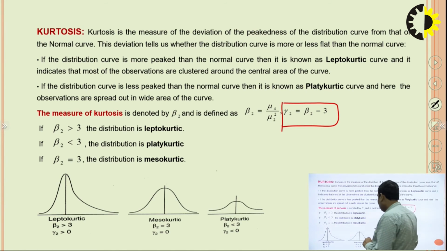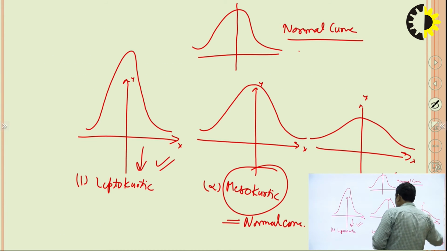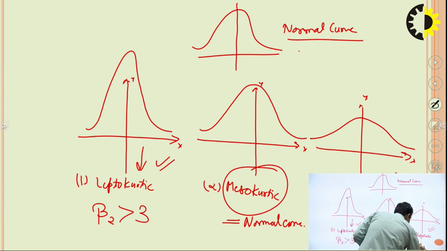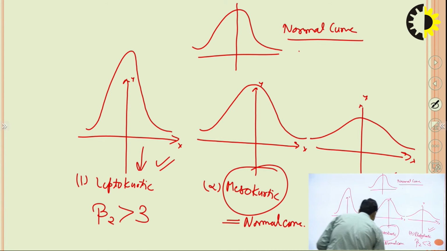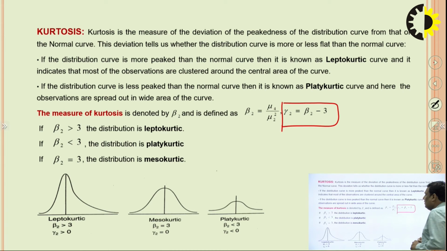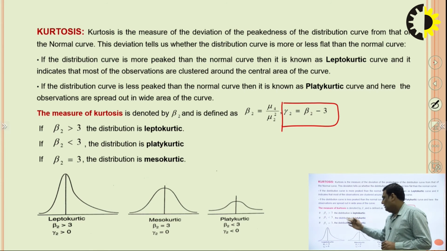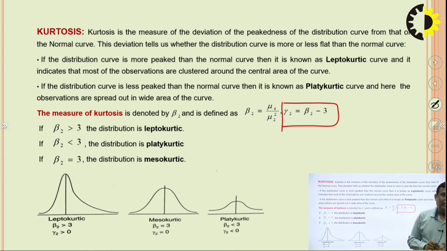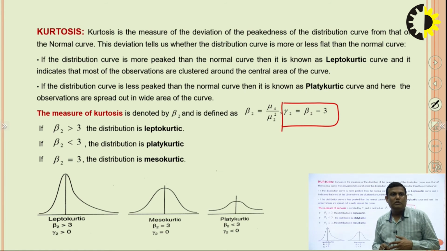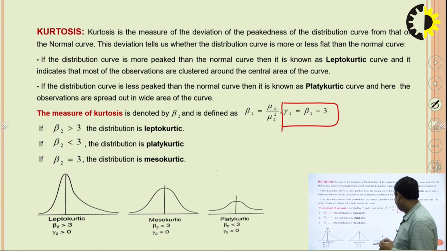Now we have also discussed here leptokurtic, beta 2 greater than 3, platykurtic, beta 2 less than 3, and mesokurtic, beta 2 equal to 3. So when beta 2 is greater than 3, the distribution is leptokurtic; when beta 2 is less than 3, the distribution is platykurtic; and when beta 2 equals 3, the distribution is mesokurtic.